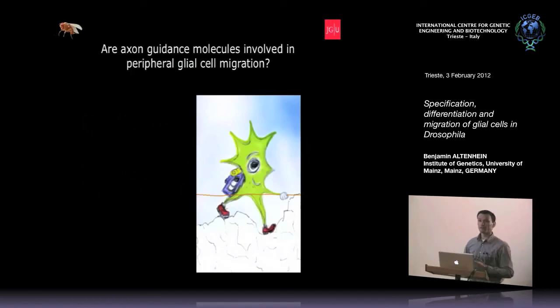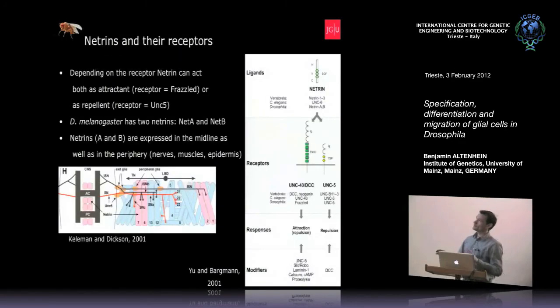So what's the time for that movie? How long does it take? The movie was a few seconds, a few hours? A couple of hours. So we asked which molecules are involved. Very shortly, we looked at netrins, guidance molecules, secreted ligands that are known to be responsible for axon guidance. Their receptors are UNC5, uncoordinated 5, and DCC, called Frazzled in the fly.